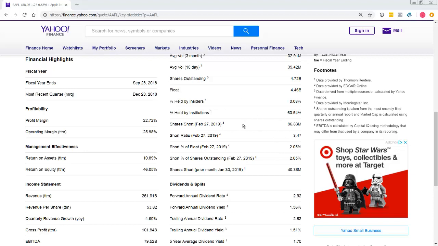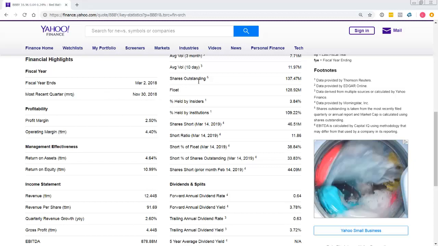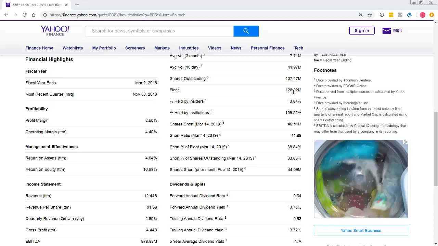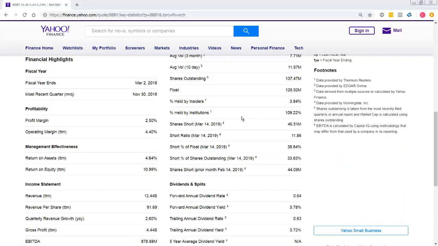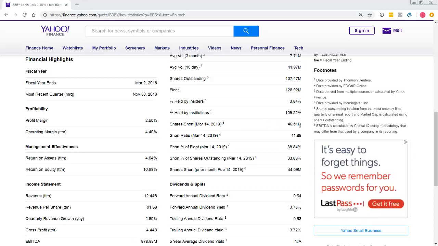Now that's Apple. So let's take a look and I'll show you the difference with Bed Bath & Beyond, which has a high short interest, and how that can affect price. So here are the statistics on Bed Bath & Beyond, BBBY. Here you can see that the shares outstanding are 137.47 million. The float, those that are able to trade, is 128.92 million shares. Then you come down and look at shares short, and there's 46.51 million short.